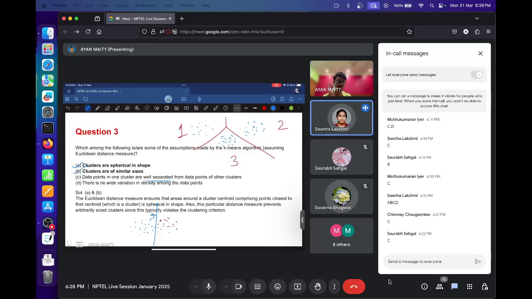Okay, and how about option D? If there are only a few points of one class, will this clustering work? No, it does not take into account the density of data points at all. It does not bother about the density of the data points. It is only concerned with the Euclidean distance from the centroid to each of the points.